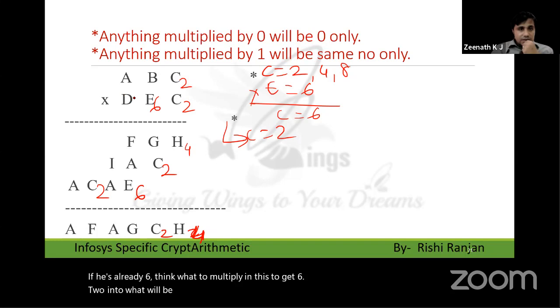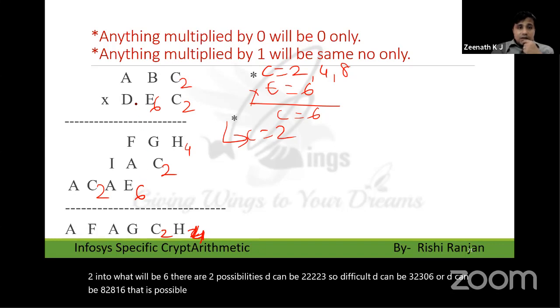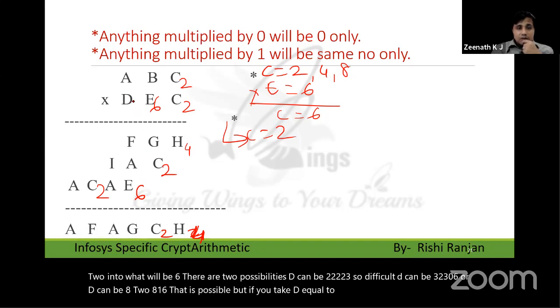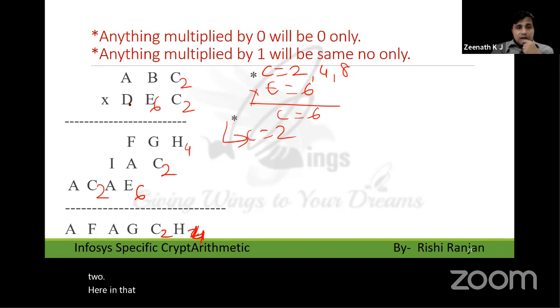There are two possibilities. D can be 3, 2 times 3 is 6, or D can be 8, 2 times 8 is 16. That is possible. But if you take D equal to 2 here, in that case, anything multiplied by 2, it will be very, very tough to get the same digit here.